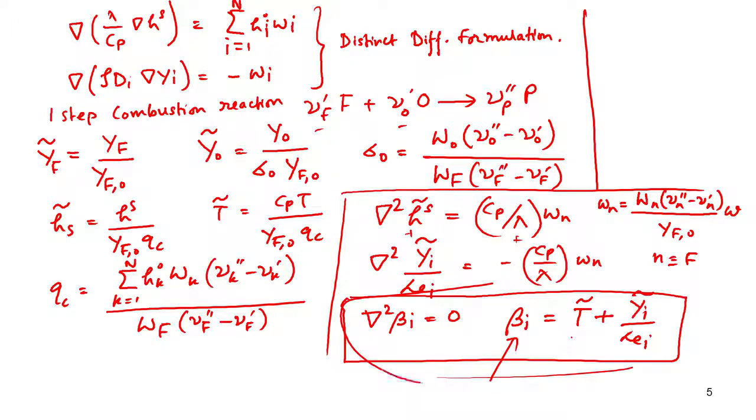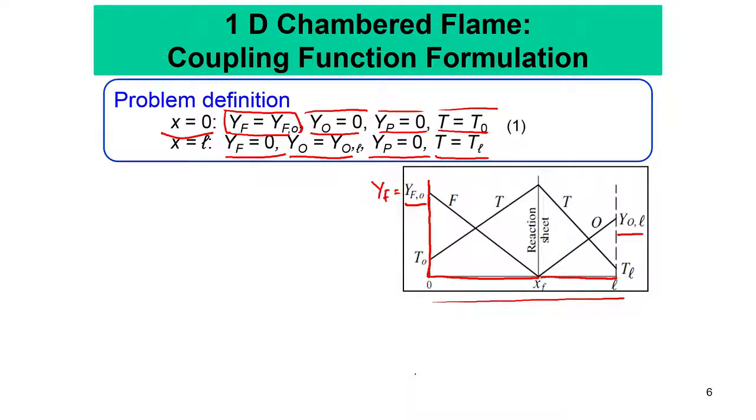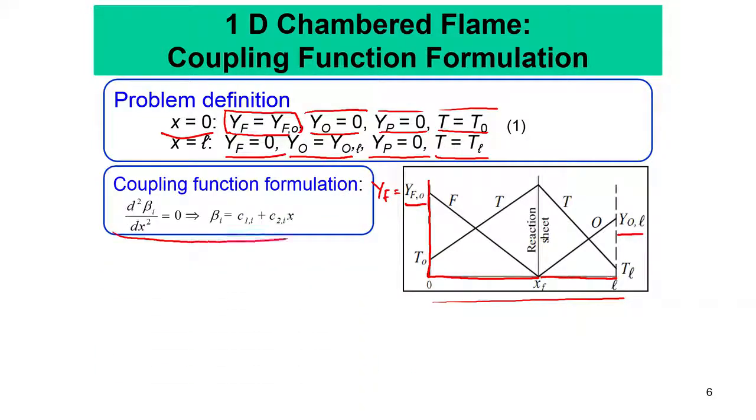And then of course we can do what we just did, and we arrive at this coupling function formulation. We can apply this formulation in this case, and the Laplacian is simplified into just a one dimensional dou 2 beta i by dou x squared equal to 0, and your beta i can now be solved straight away in two integrations as a linear function of x. So beta i is nothing but C1i as a constant plus C2i times x.